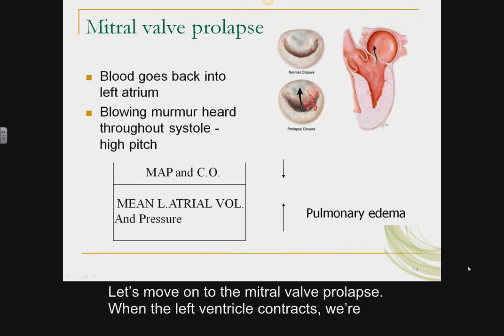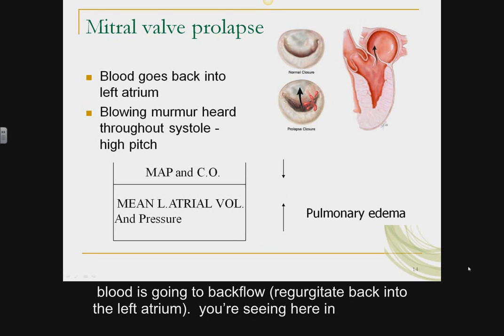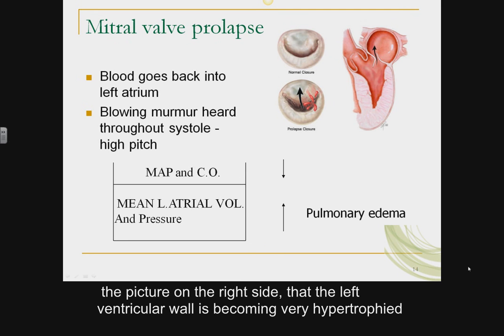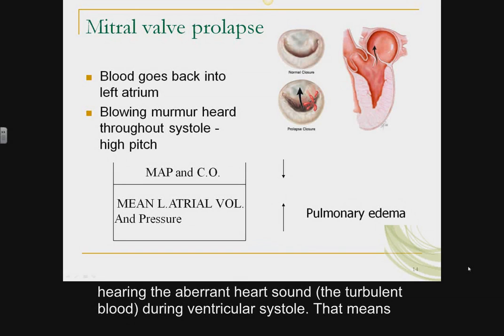Let's do mitral valve prolapse. When the left ventricle contracts, we're going to have some blood ejected through the aortic semilunar valve, and then some blood is going to backflow, regurgitate, back into the left atrium through this prolapse valve. You're seeing here in the picture on the right side that the left ventricular wall is becoming very hypertrophied from having to do extra work because some of that blood is backflowing. Of course, we're hearing the aberrant heart sound, the turbulent blood, during ventricular systole.